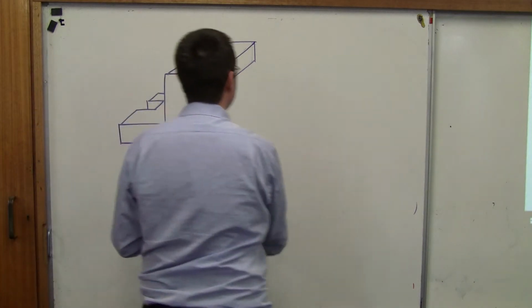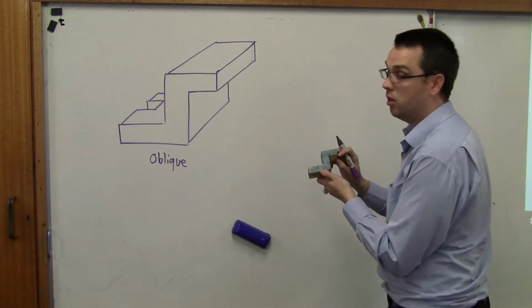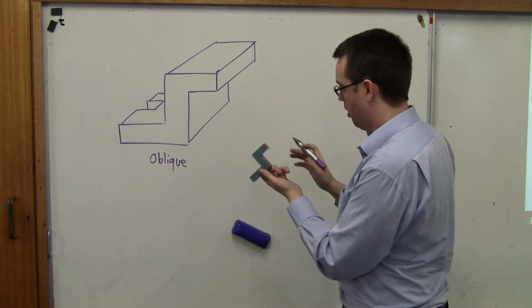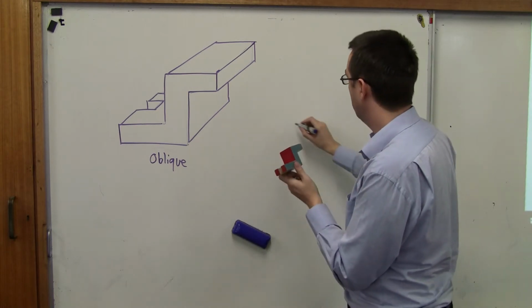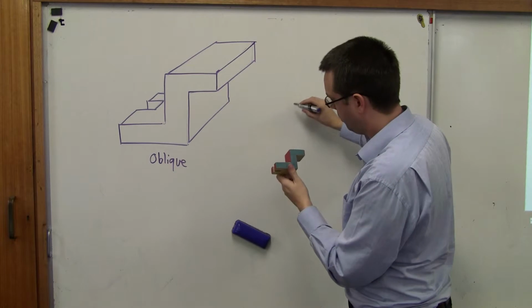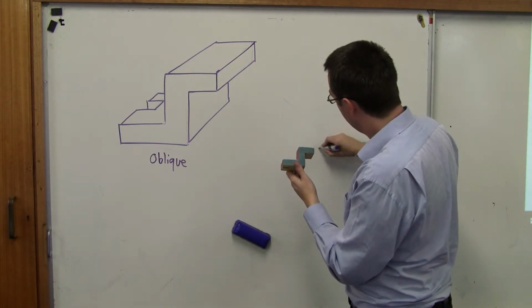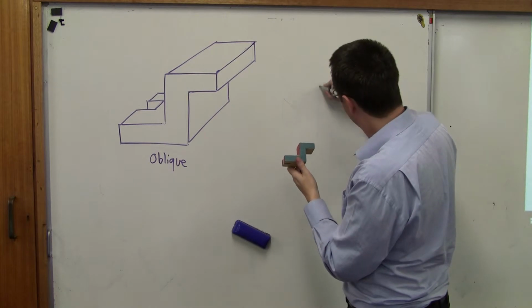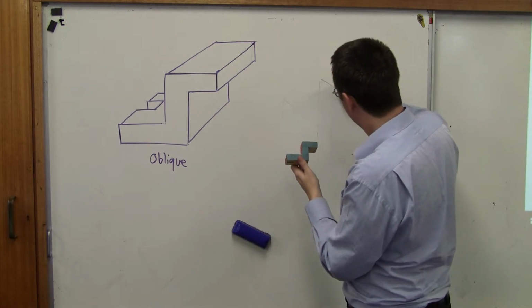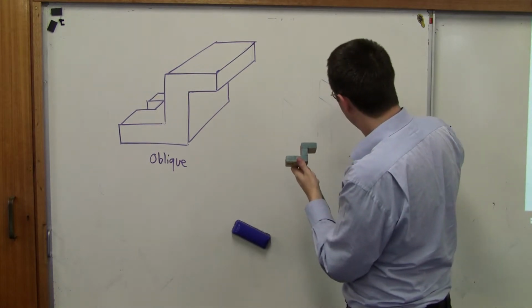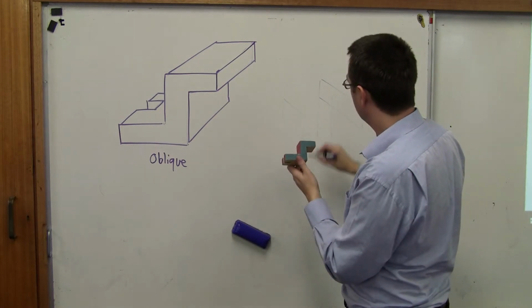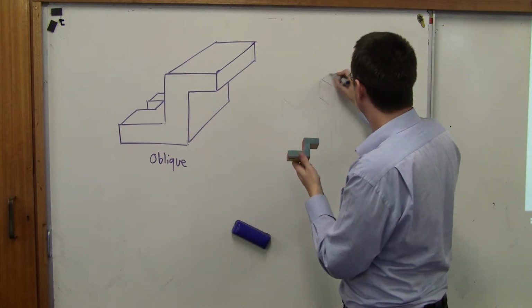Now I'm going to draw the same object again. This time I'm going to draw it as an isometric. So I'm going to draw my light lines first. Now, if I didn't draw this at the right ratio, I would lose a mark. It's always important to consider how much space you're going to need.